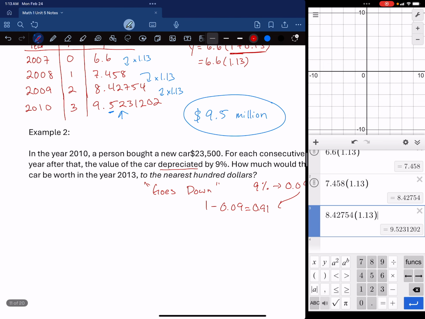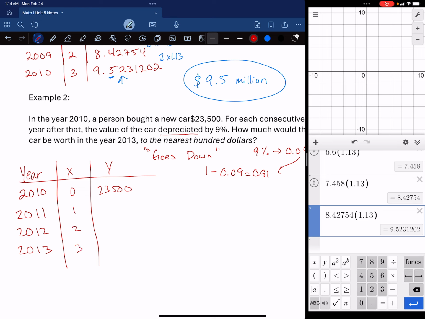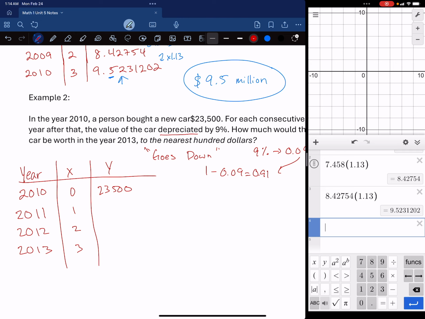Okay, so again, we're starting in the year 2010. That is our year 0. And the amount of money that we have is $23,500. We need to go all the way to 2013. So that's going to be 2011, 2012, 2013, right? So we're going to go 3 years into the future. Okay, so I'm just going to use my calculator one more time. We're going to multiply by 0.91.